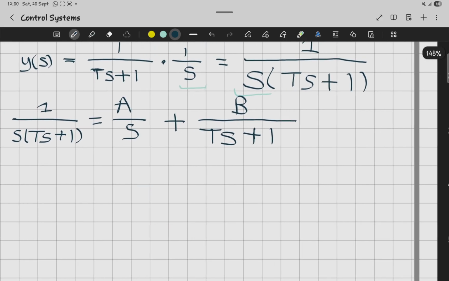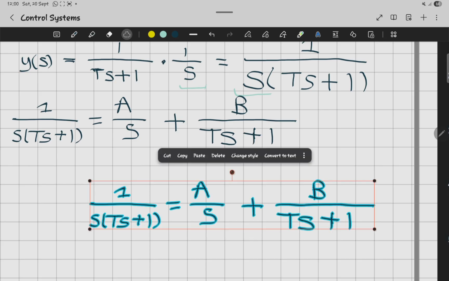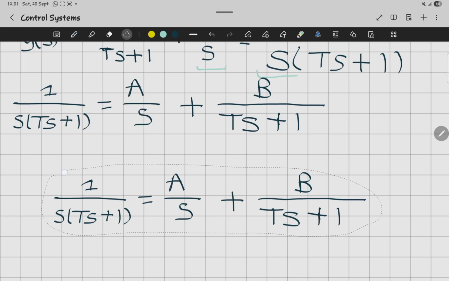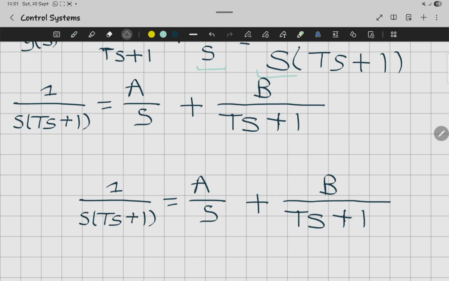Now the way to move forward from here is we're going to multiply both sides by the denominator that you see there. Meaning we're going to have to cancel out the denominator. So it's gonna be s, we just use something that is more visible. So it's gonna be s times (ts plus 1).